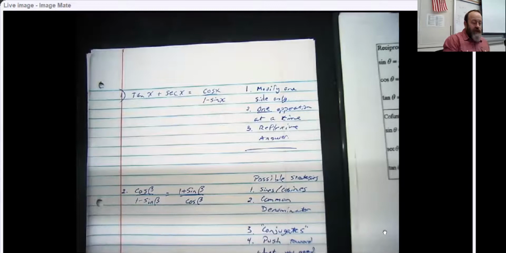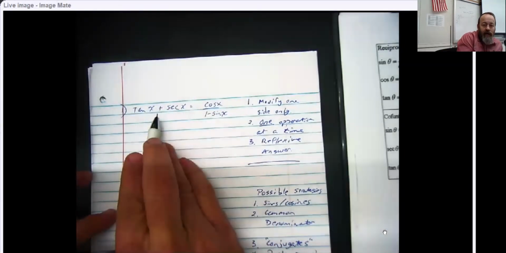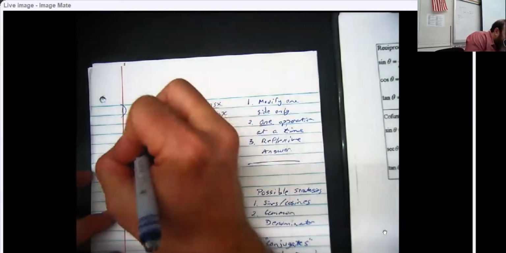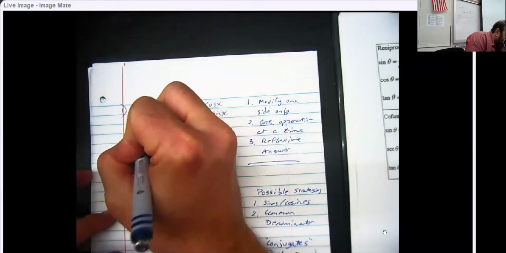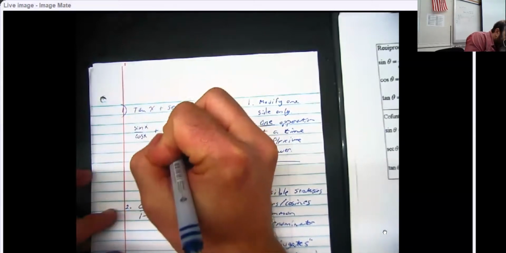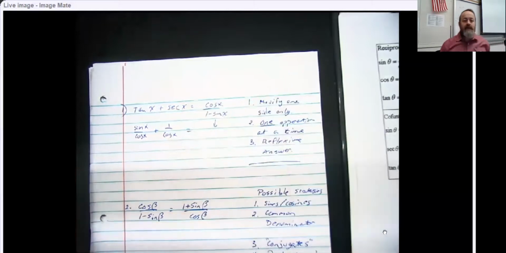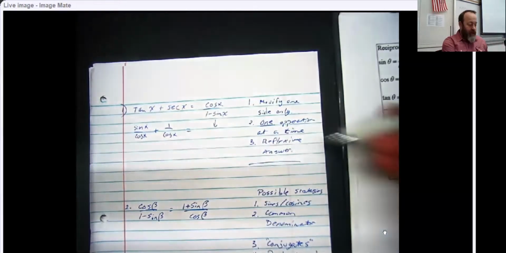So when I look at tangent plus secant equals this, and I want to prove this, I will start by changing this tangent to a sine over cosine. And of course, a secant is 1 over the cosine. And notice I'm not going to touch this side over here because we said we're only going to modify one side at a time.